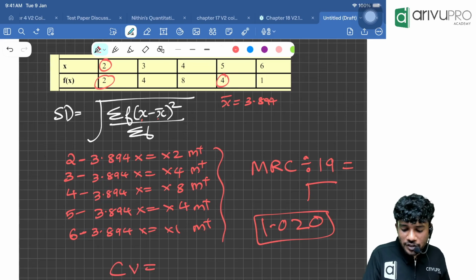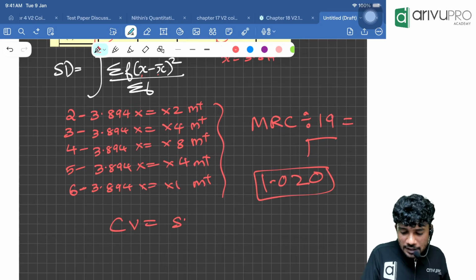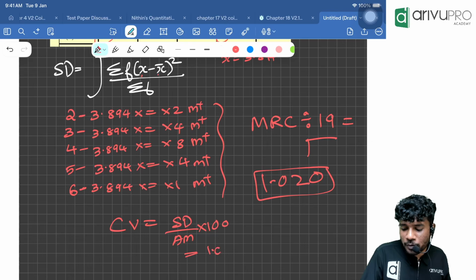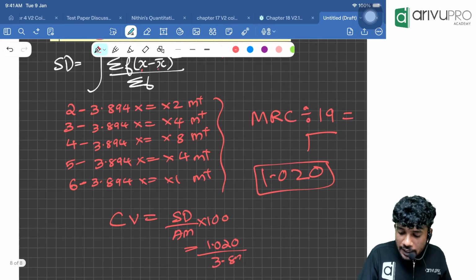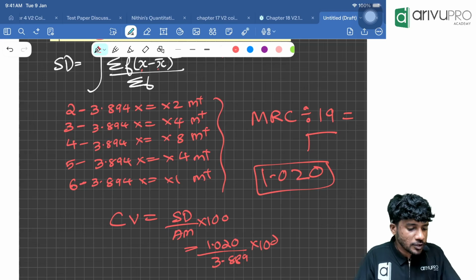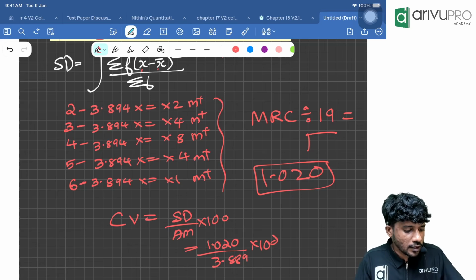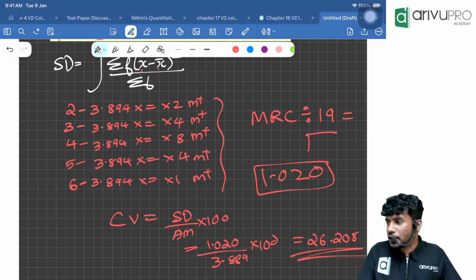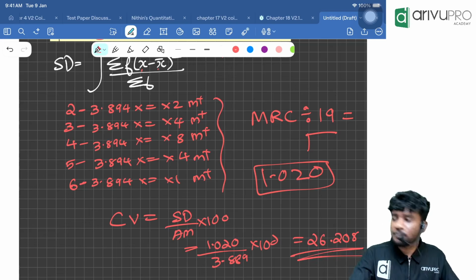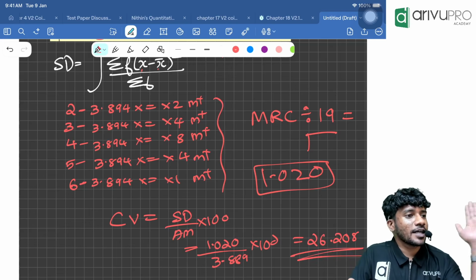How much is coefficient of variation then? That is standard deviation divided by arithmetic mean into 100. That is 1.020 divided by arithmetic mean, which is 3.894, into 100. You are getting 26 point something, 26.208. Correct. Done. So that is your standard deviation.